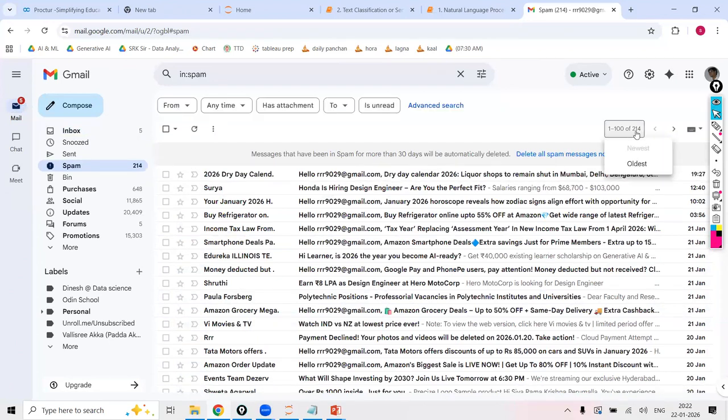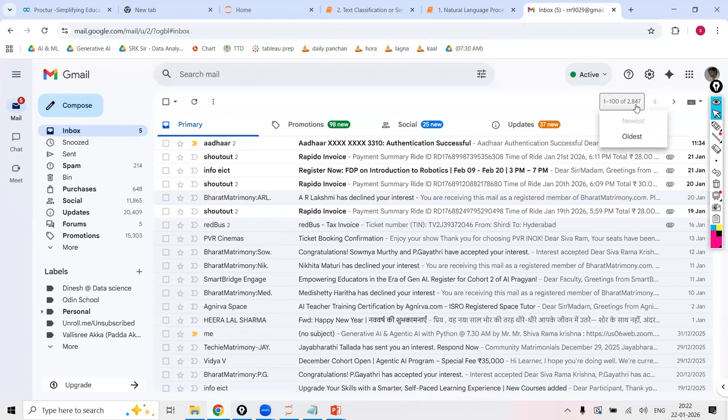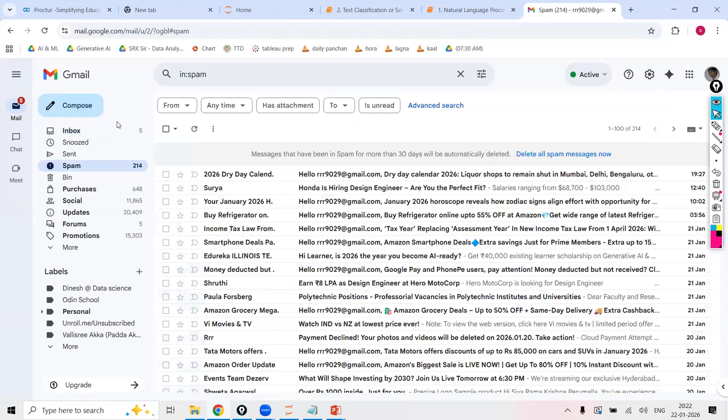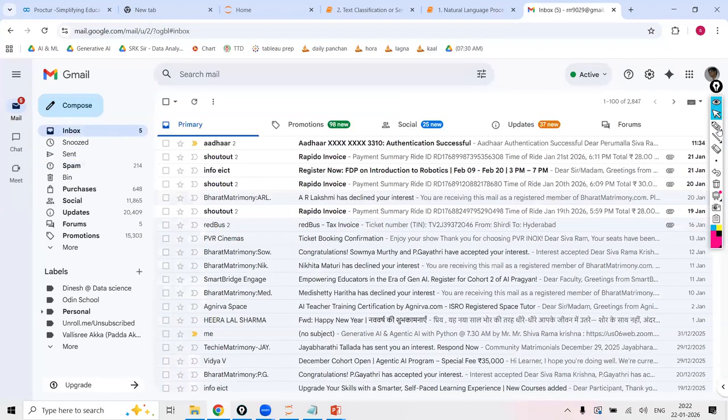214. So 214 spam mails and 2847 ham mails are there. For the prior probability, the prior probability of ham is 2847 divided by the total, and for spam it is 214 divided by the total. What is the total number of mails? 2847 plus 214. Now the total mails are approximately 3061.